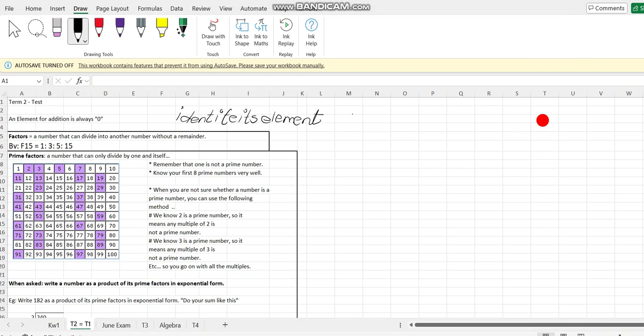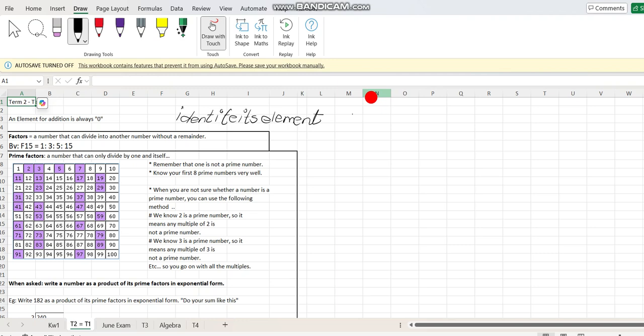The next is factors, or faktore. Now, when you do this, I'm just going to do the easy one. Remember, it's a number that goes into another number. There should not be any remainders. 'n Nommer wat in 'n ander nommer kan indeel sonder enige remainders. Oh my word. Okay.